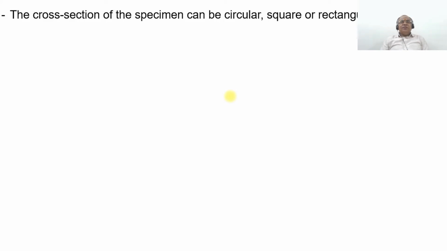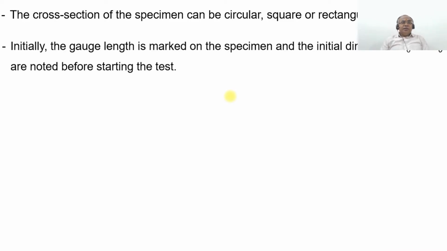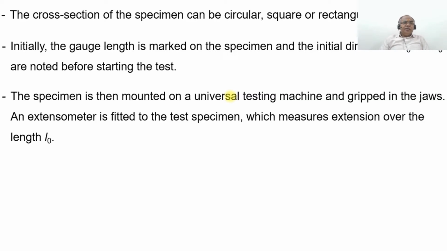The cross section of the specimen can be circular, square, or rectangular. This is the procedure we need to follow before conducting the tensile test on the specimen using the universal testing machine. Initially, the gauge length is marked on the specimen, and the initial dimensions D0 and L0 are noted before starting the test.